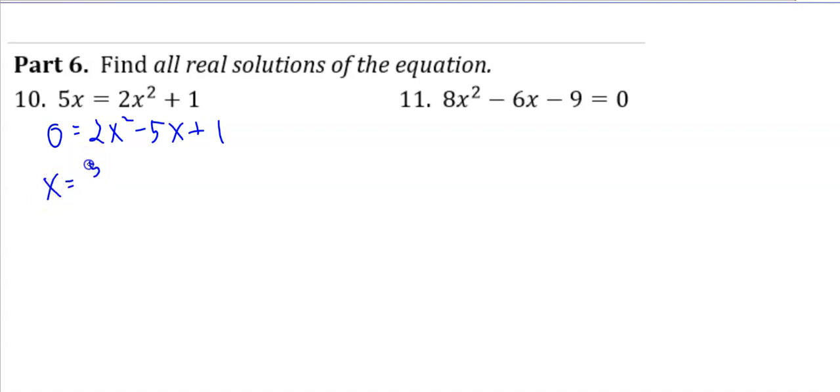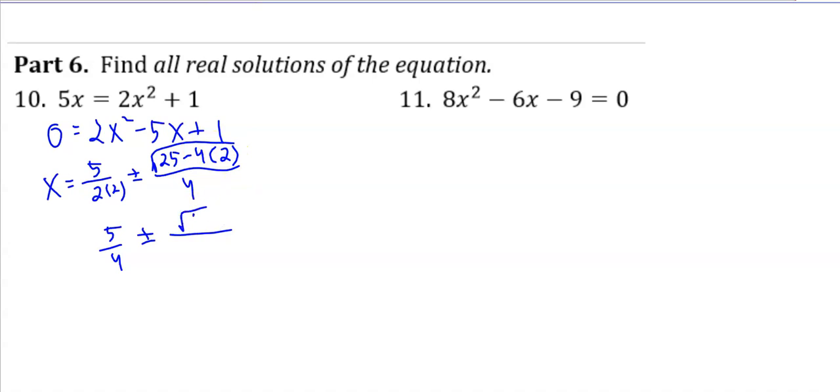So that would be 5 over 2 times 2. So this is over 4. b squared is 25 minus 4 times 2 times 1. So we've got 5/4 plus or minus, let's see, 25 minus 8 is 17, so square root of 17 over 4. That would be the answer. You could write it all as one fraction, but that's the answer.